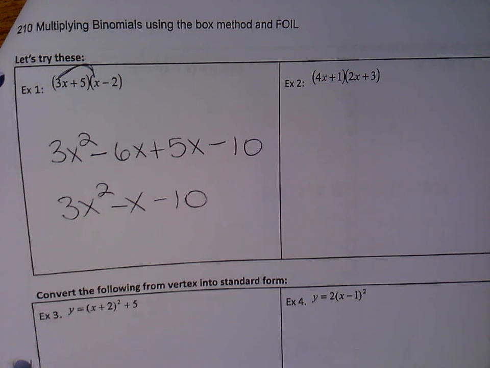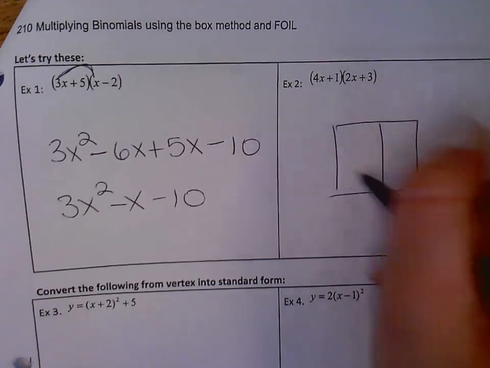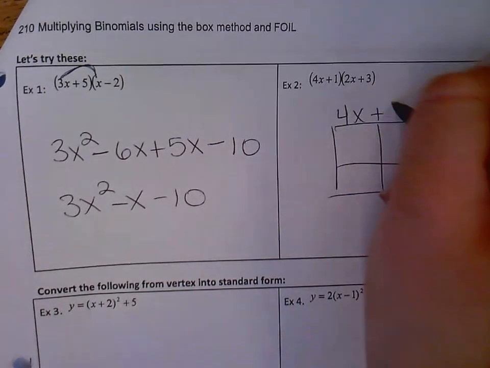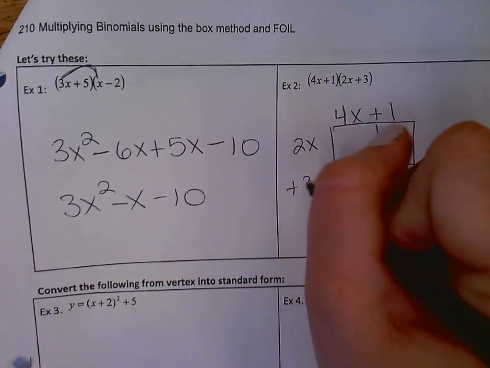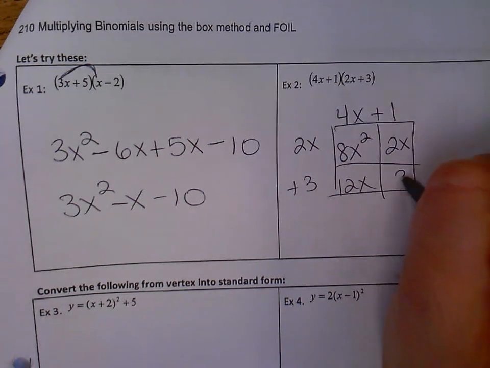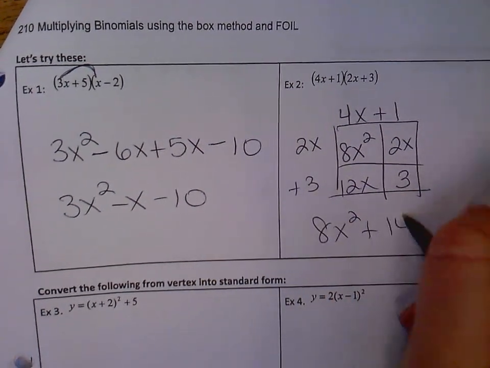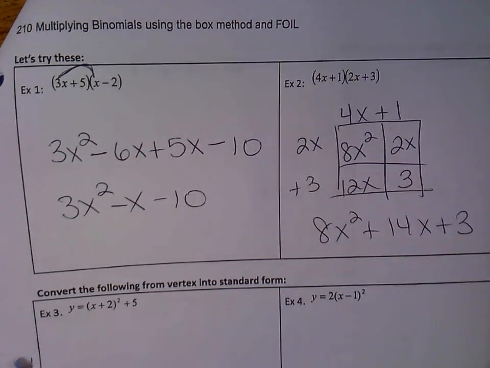Okay. So the next one I'll make the box for. So let's see, 4x plus 1, 2x plus 3. So 8x squared, 2x, 12x, and 3. Right. So 8x squared plus 14x plus 3. So 14x is right.